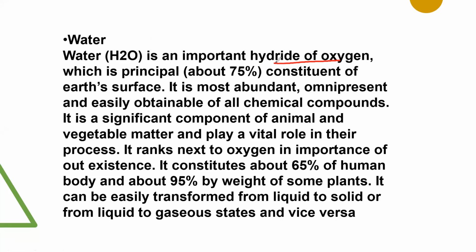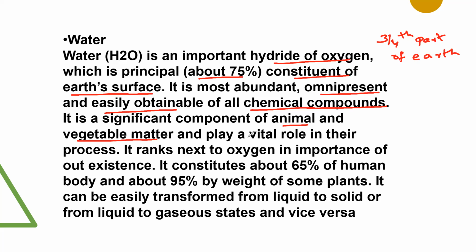important hydride of oxygen, which is about 75% principal constituent of Earth's surface. Already we know 3/4 part of Earth is surrounded with water only. So it is most abundant, omnipresent, and easily obtainable of all chemical compounds. It is a significant component of animal as well as vegetable matter and they play a vital role in their life process. It ranks next to oxygen in the importance of our existence.